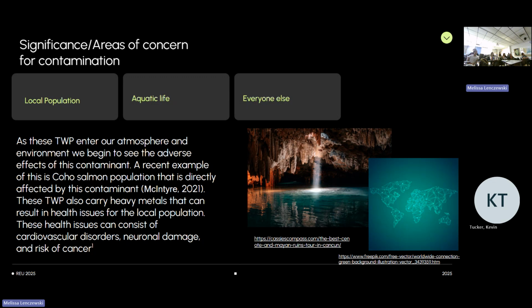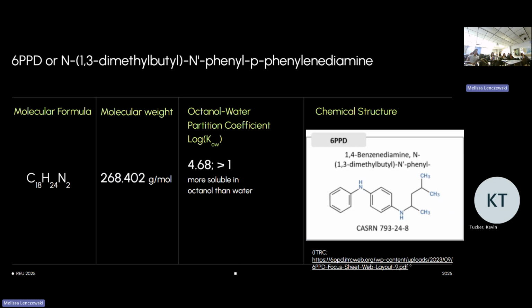These are just some pictures: this is one of the cenotes from a travel blog, and this is a picture of the United States showing how everyone is going to be connected by these tire particles and the contaminants. And here is the actual chemical. It's 6-PPD. This is what they place on the tires to stop them from degrading so fast.